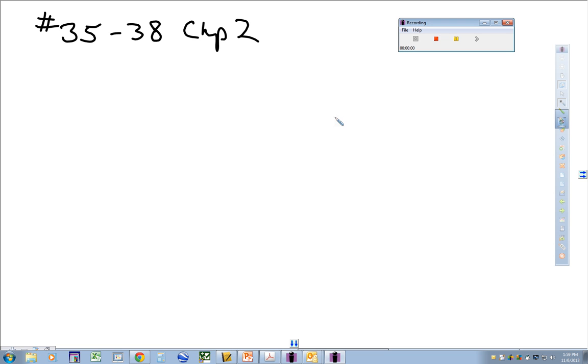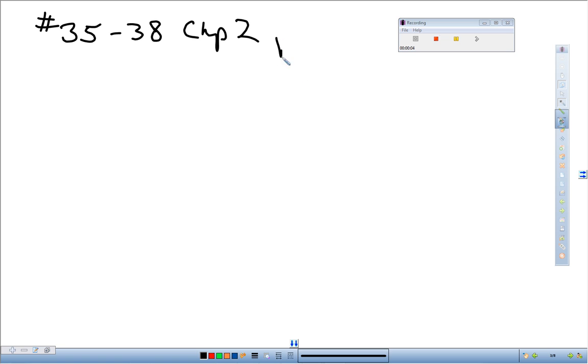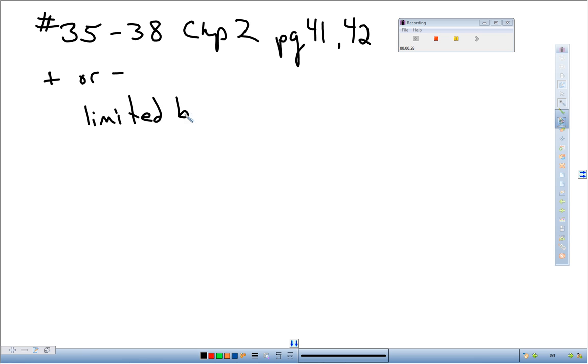In Chapter 2, pages 41 and 42, problems 35 to 38 deal with doing mathematical operations considering sig figs. When you're adding or subtracting, pay attention to place value. You are limited by the least precise place value.